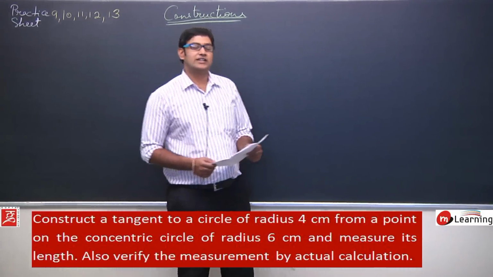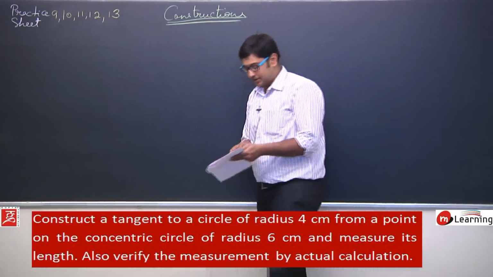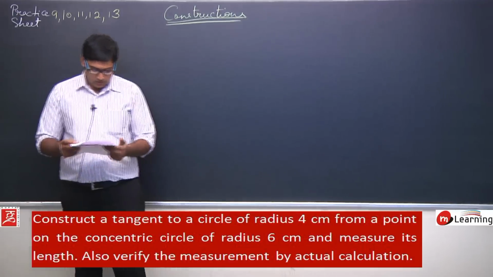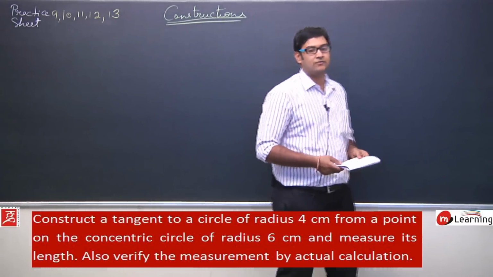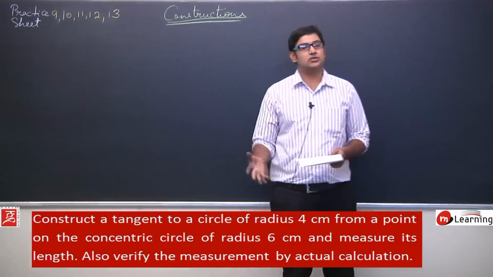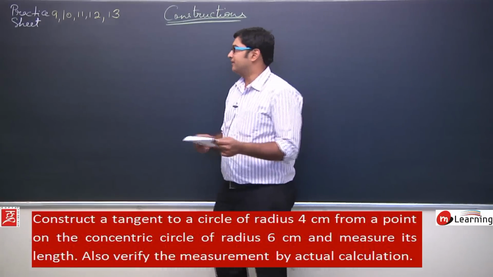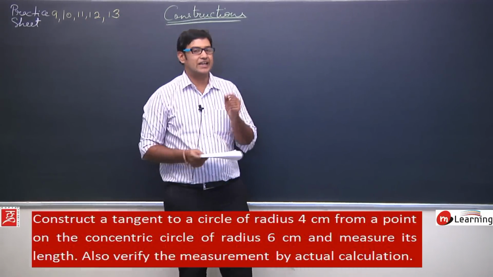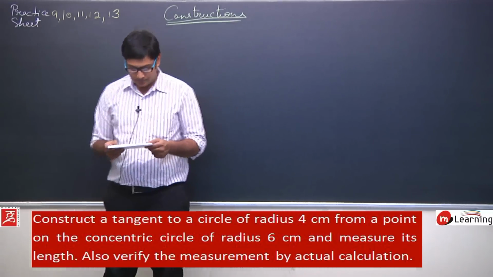Hello friends, let's now solve question number 9. We have discussed up to question number 7 and now we will solve further questions based on the construction of two tangents to a circle. I will solve question number 9 first, then 10, 11, 12 and 13. The 8th question is very easy, you can do it yourself. So let's start with question number 9.